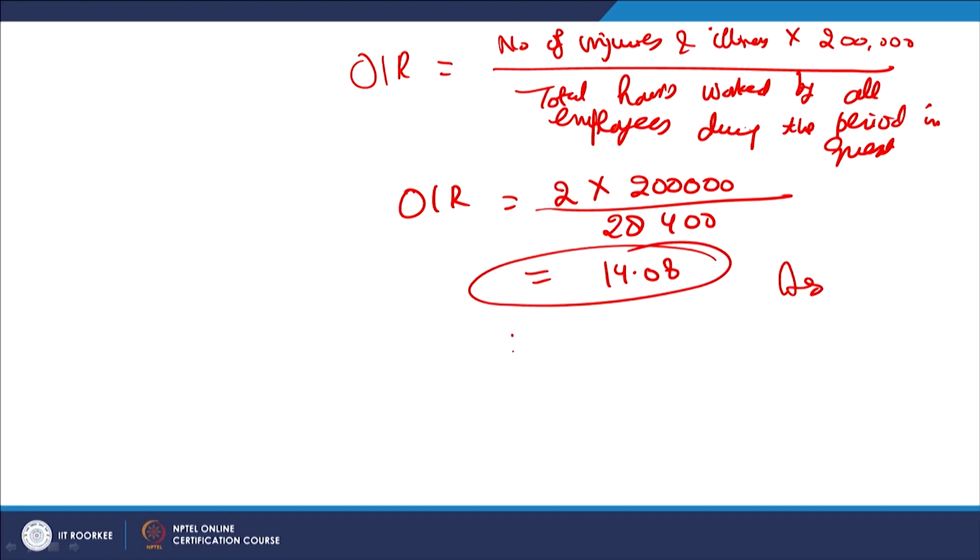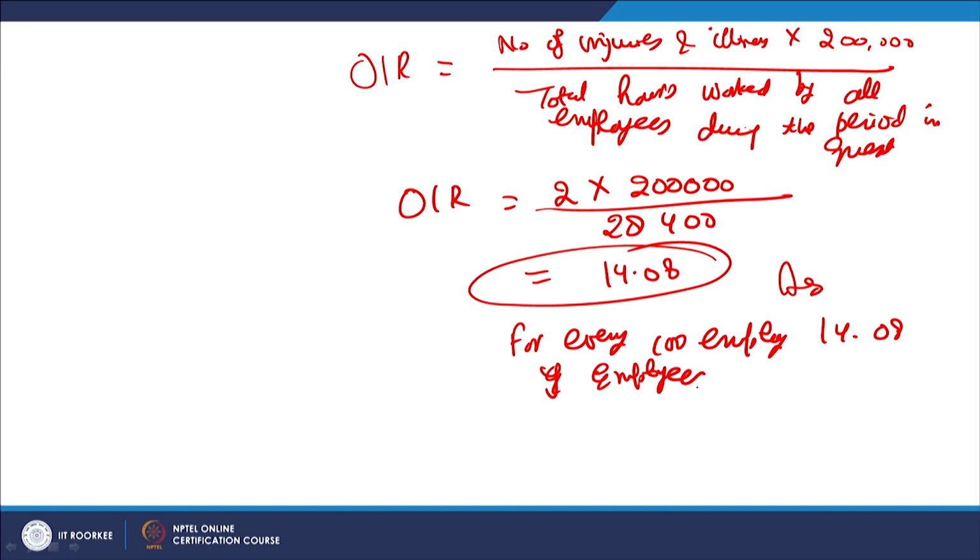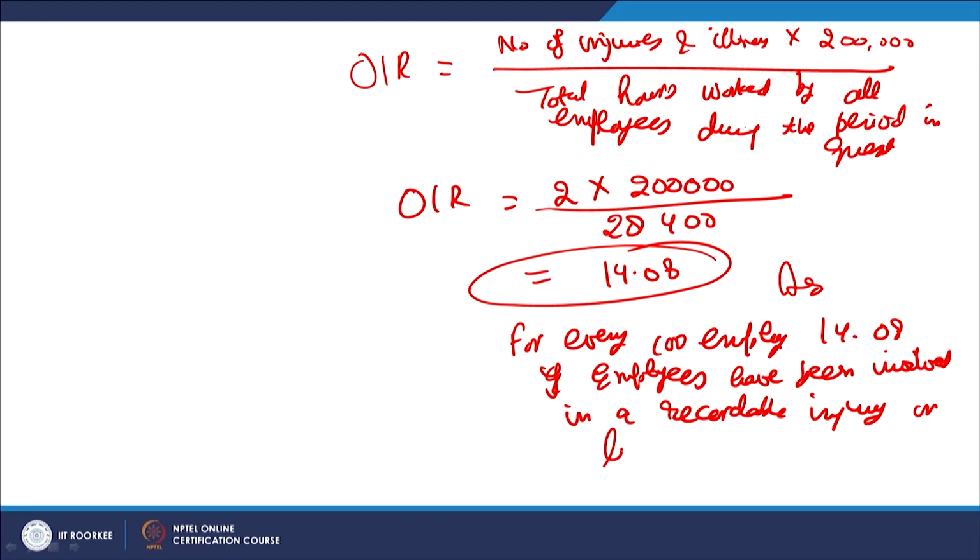So, for every 100 employees, 14.08 employees have been involved in a recordable injury or illness. So, this is the problem related to the OIR.